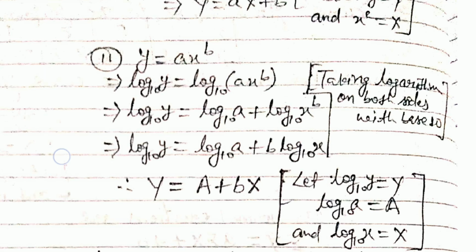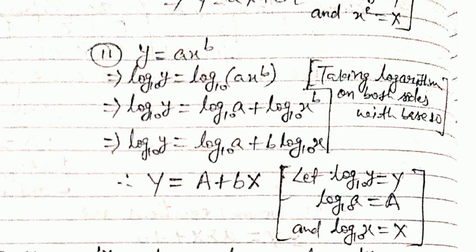Then we substitute the values. Log y to the base 10 is equal to capital Y, and log a to the base 10 is equal to capital A, that's a constant, and log x to the base 10 is equal to capital X. By substituting this, we get another equation of a straight line. Then we find it the same as in the previous example. So we can solve it by this method.